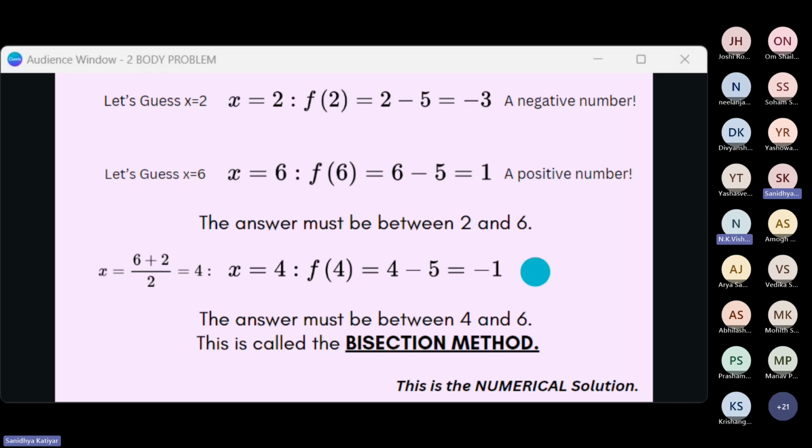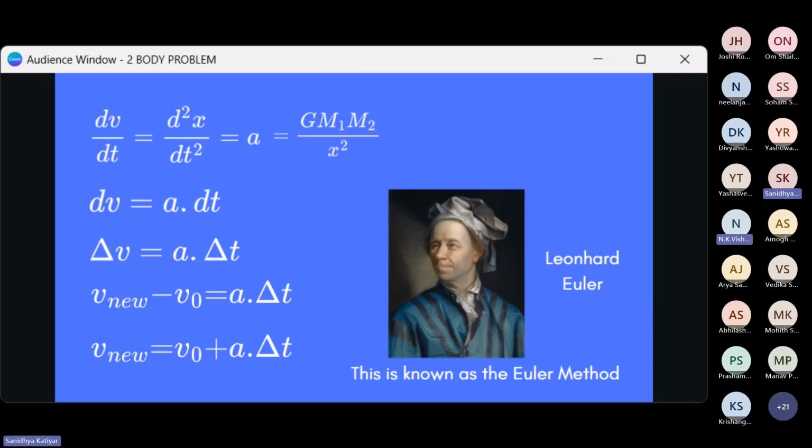Sanidhya, hello. Yeah, the screen came now. Oh, it just came. I don't know what the problem was, but it's fine, I guess.